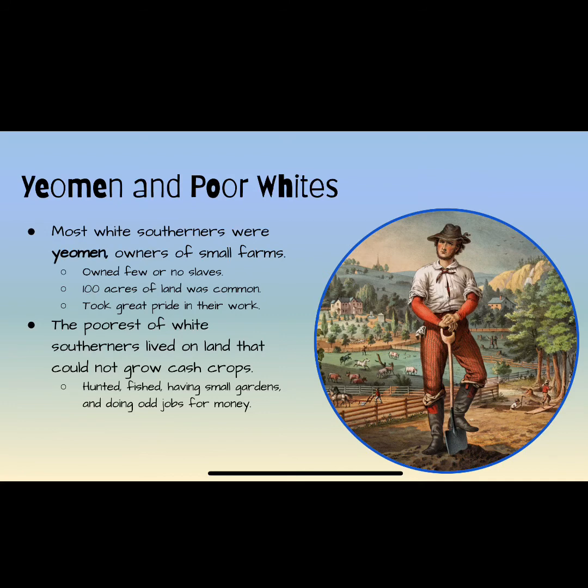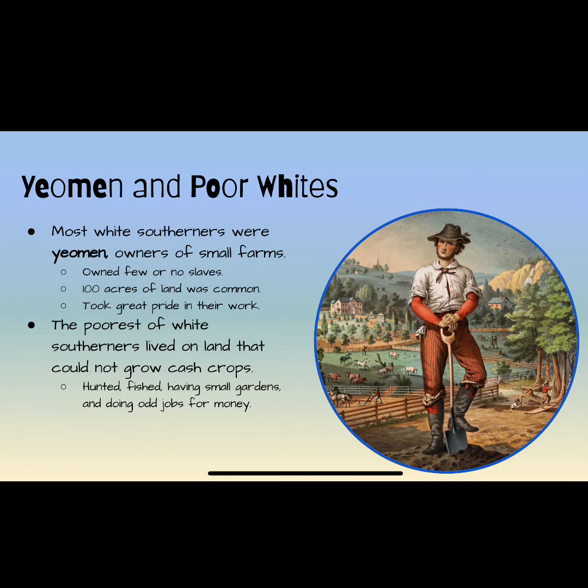Even though we say a small farm, their farms were still huge. 100 acres of land was common. That's like 100 football fields. So this was common for them. The yeomen had to work so hard getting the nutrients back into the land, growing crops, and taking care of their family, that they took great pride in their work.